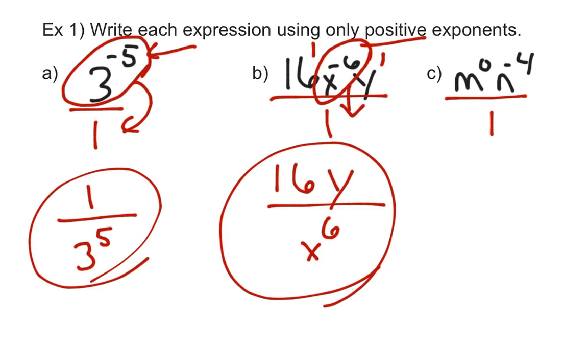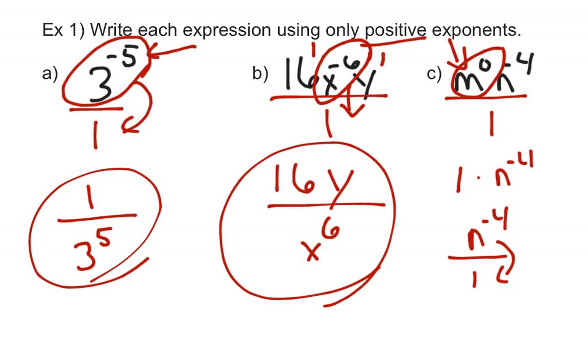Okay, part C here. First thing that stands out to me is this. We have a 0 exponent. And we should know anything to the 0 power is simply 1. So that becomes m to the 0 power. I'm just going to rewrite it as 1. That's times n to the -4th. Well, 1 times anything is just itself. So that 1 can actually go away. Okay, so I end up with just the n to the -4th over 1. It's unhappy. We've got to move it downstairs and make it n to the 4th.